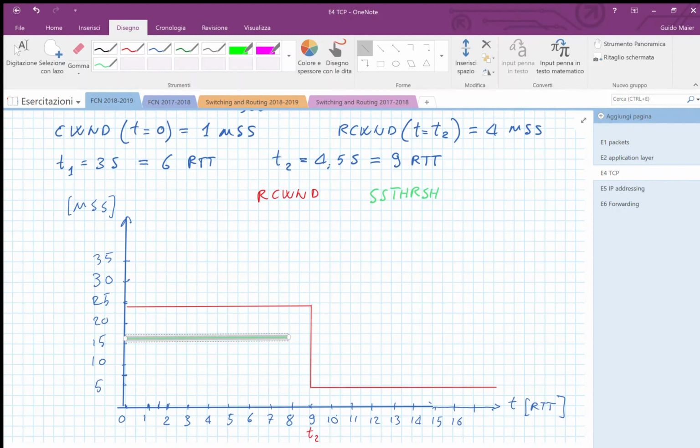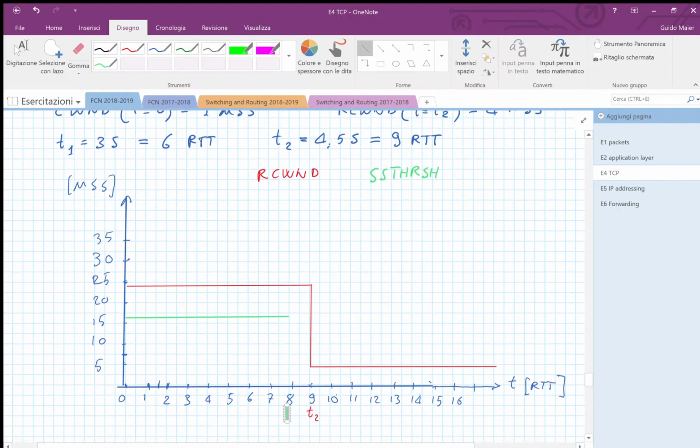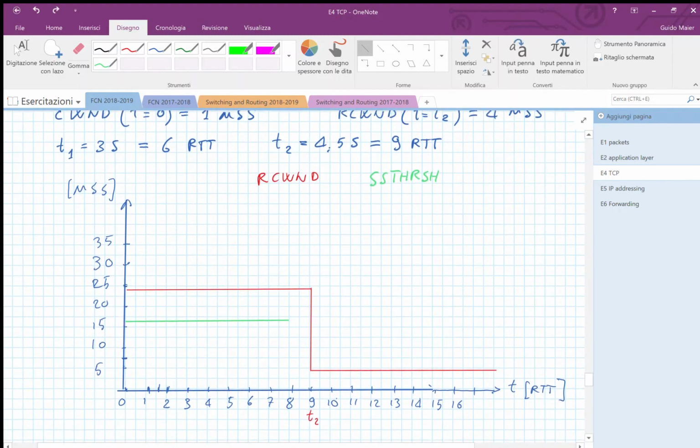And we know that the event is at time t1, which is, sorry, 6, at 6. t1 is here, okay, at 6 round trip times.